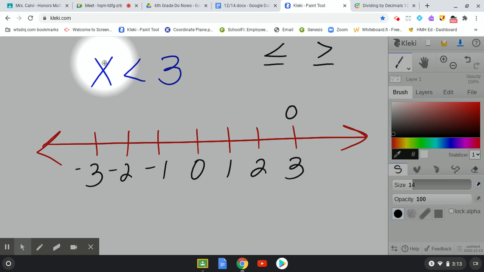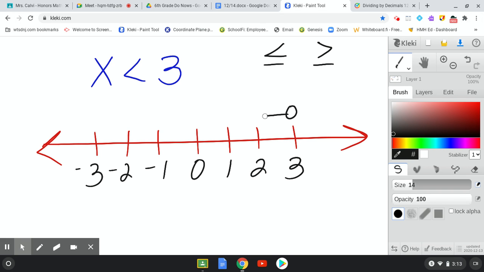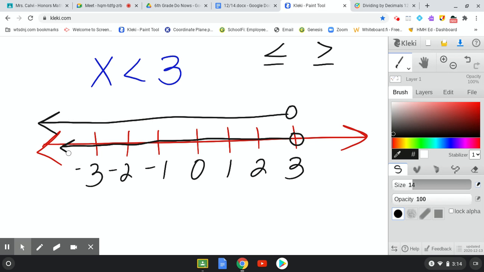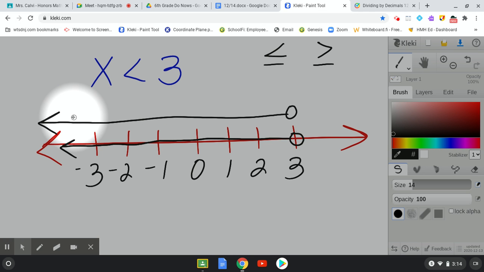Now, being that my variable is on the left side, I'm going to follow the direction this inequality symbol is pointing. It's pointing left. So I'm going to draw an arrow all the way to the end, and this is how I would graph x is less than 3. Now, typically, you would see it actually on the number line. But it's very hard for me to actually see your work, so I always have you graph it above the number line, so it's easier for me to read.